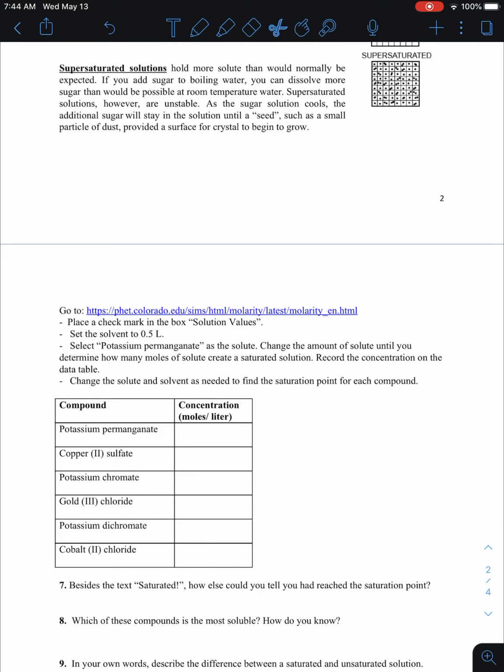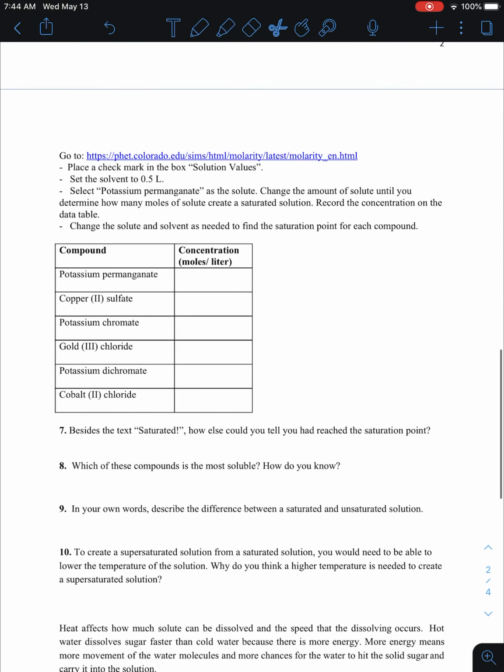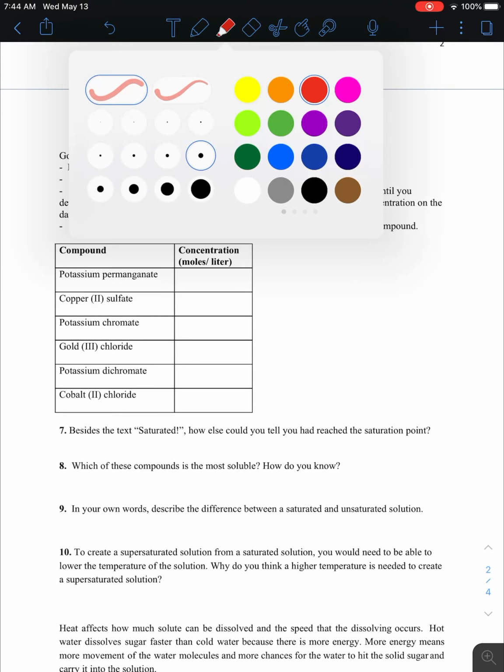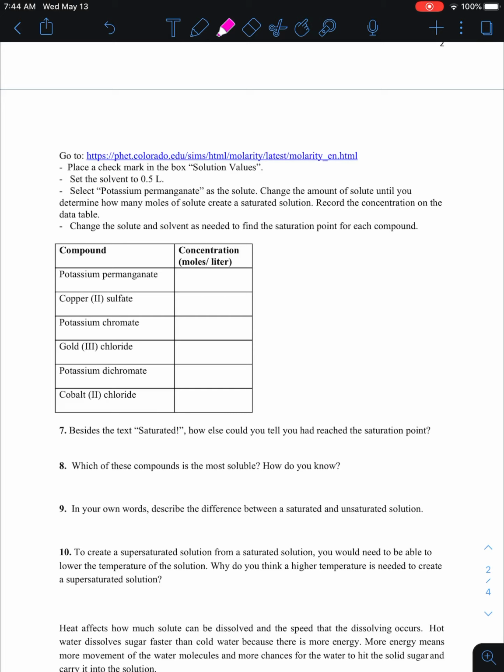I'm actually switching up a little bit. I'm going to start with the simulation that's a little bit later in your answer sheet. It's this table here. After you go to this website, I want to show you what we're doing. We want to compare the solubility of these chemicals. And one way to compare the solubility is to track their saturation point. Let me show you how to do that.